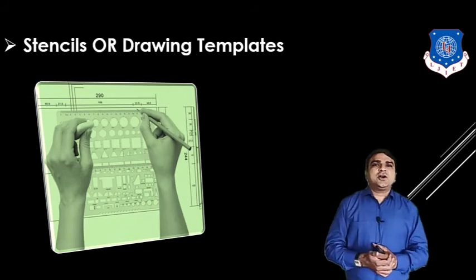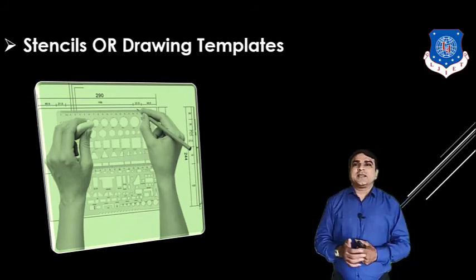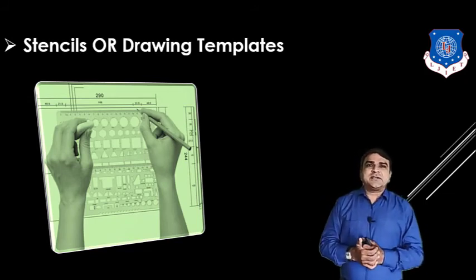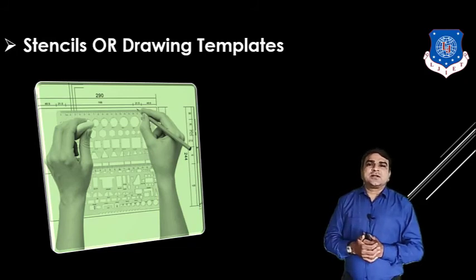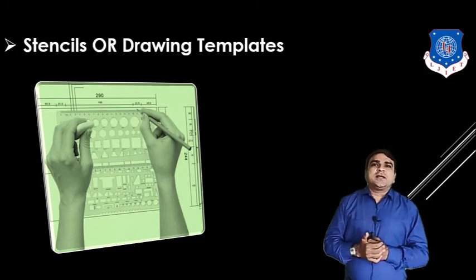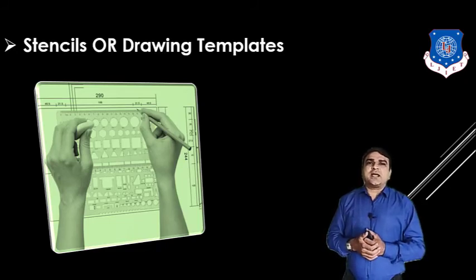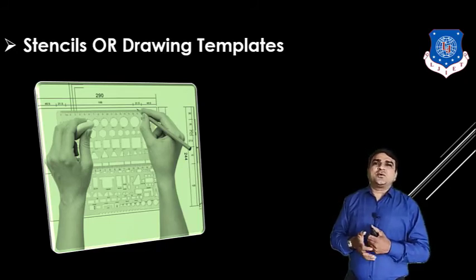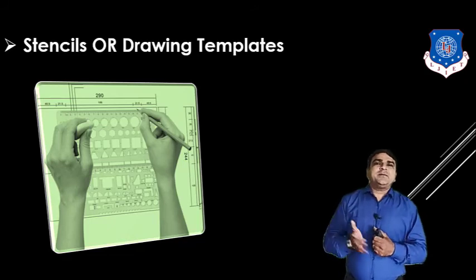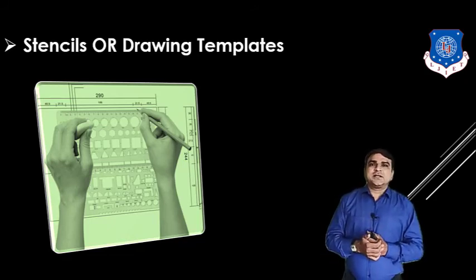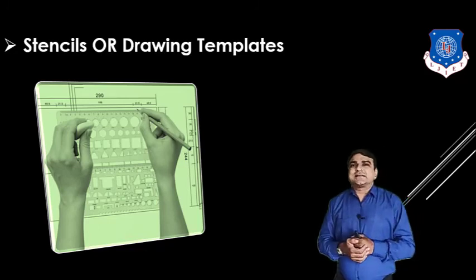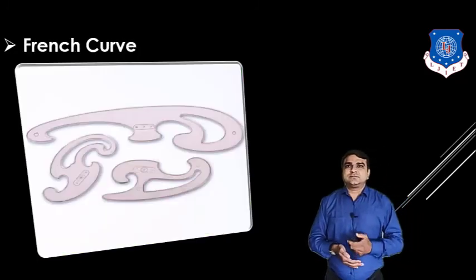Now stencil or drawing templates. These are time-saving devices for drawing different symbols like circles, squares, alphabets, triangles and any polygons. Ready-made templates are available in the market. By using these templates, you can directly draw this type of symbols.